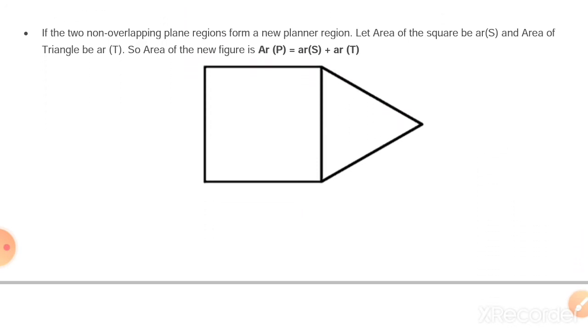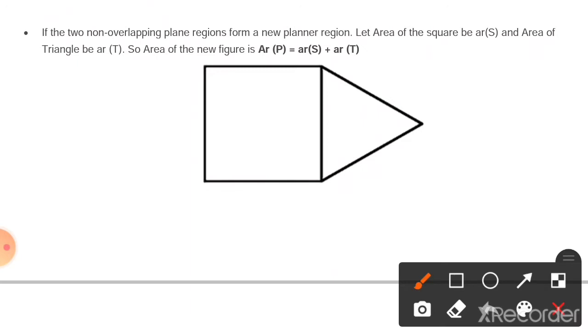If two overlapping plane regions form a new plane region, correct? So let's take an example. Let the area of the square be area of S. Suppose this is my square, and the area of the square I mention as area of S, and the area of the triangle as area of triangle T.